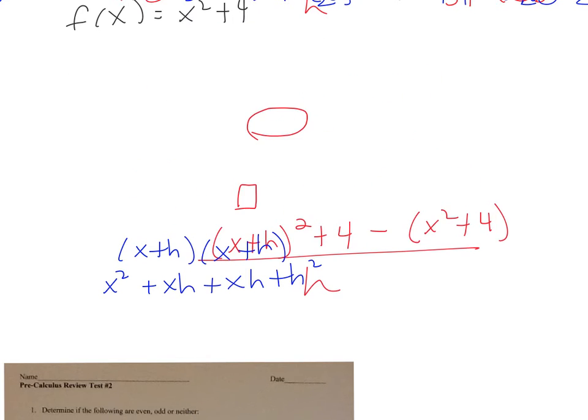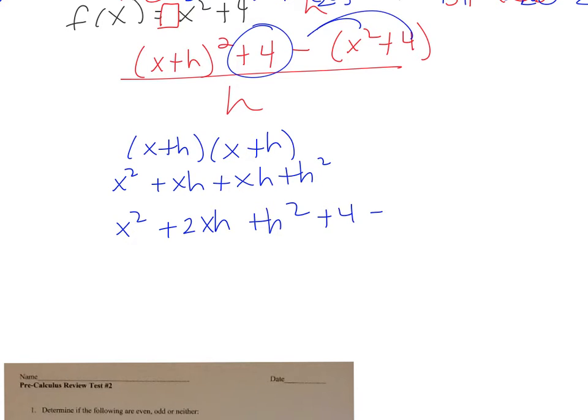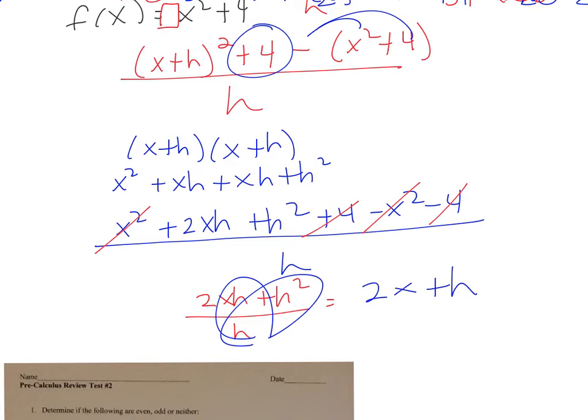Just going to move everything up. All right, so we have x squared plus 2xh plus h squared. And then remember, we have the plus 4. Distribute the negative, minus x squared minus 4 all over h. Okay, so let's see what we have. We have an x squared and a minus x squared, 0. We have positive 4, negative 4, that cancels. So I'm left with 2xh plus h squared over h. So in the numerator, I could reduce this. Everything reduces by h. So I'm left with 2x plus h, and that's my final answer. All right, so let's take a look at 6.